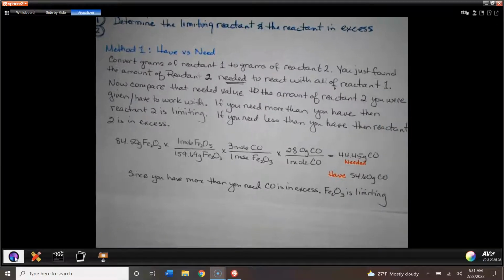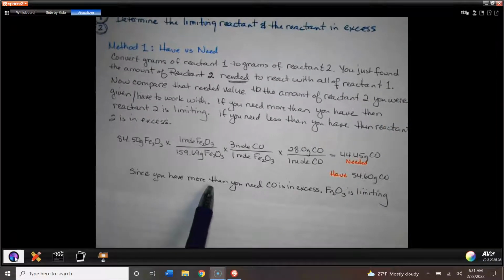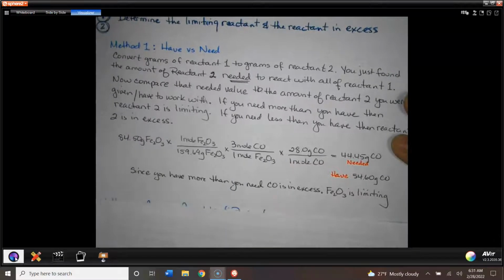Okay, so now I can conclude that since I have more than I need of the carbon monoxide, it's in excess, iron 3 oxide is limiting. Okay, so that's one way of doing it.